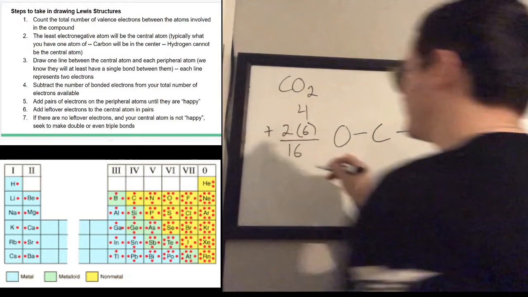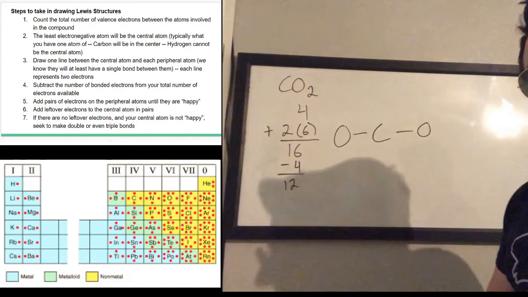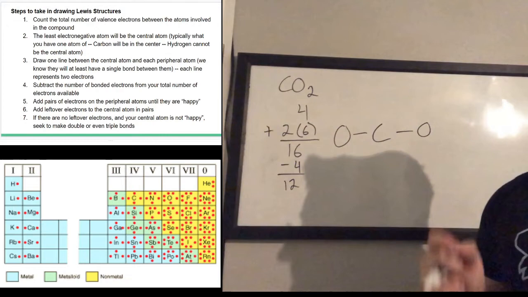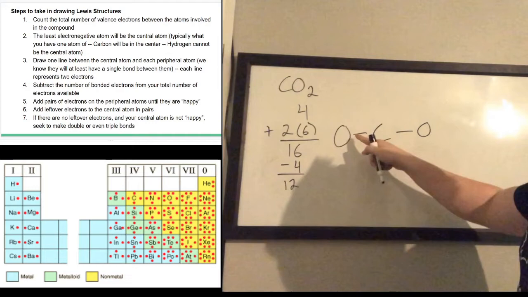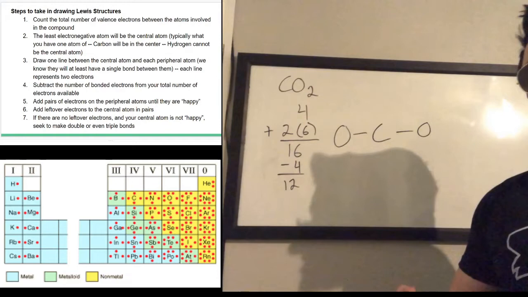So I've got 12 electrons left. The next step on your set of rules says to add electrons to the outside atoms in order to make them happy. This is the first time we've had something that wasn't hydrogen on the outside, so this is the first time we've actually had to do this. And each oxygen currently only has 2 electrons, but they want to get to 8. Therefore, each of them actually needs 6 more electrons, so we're going to add 6 dots to each.